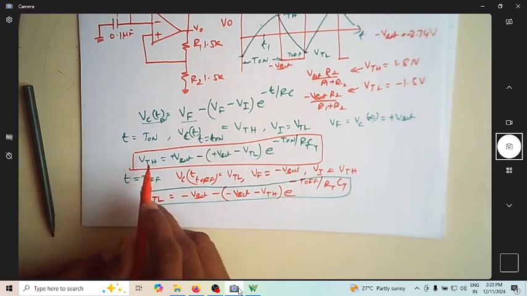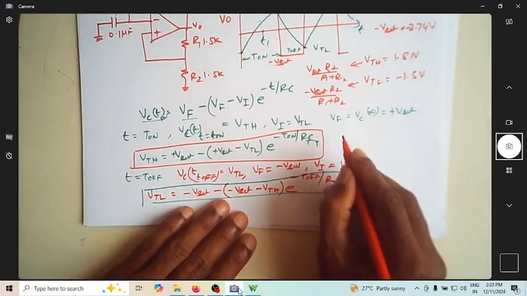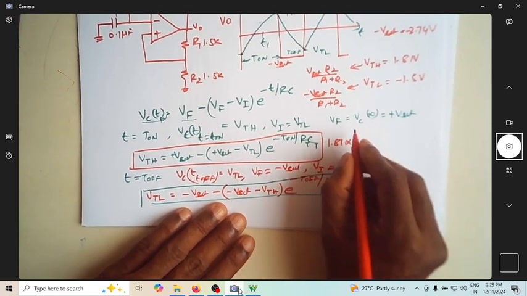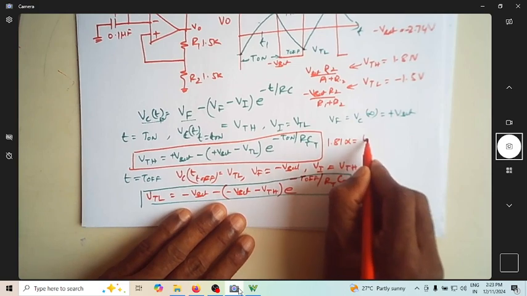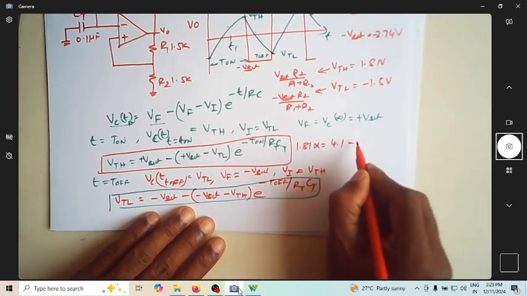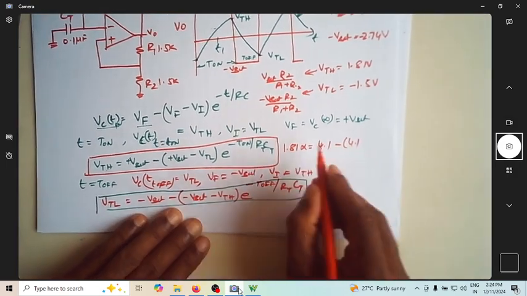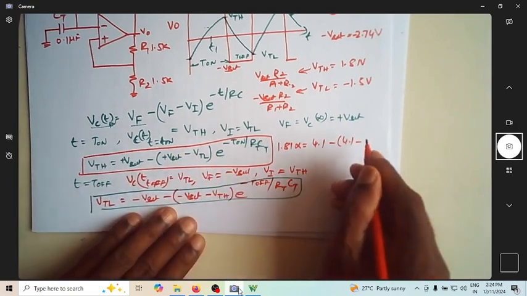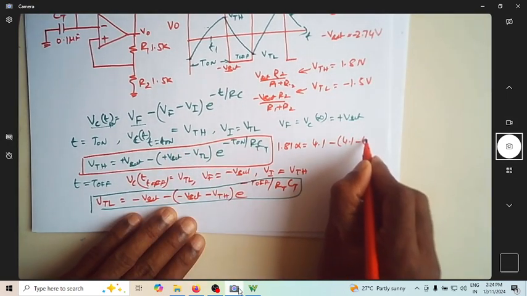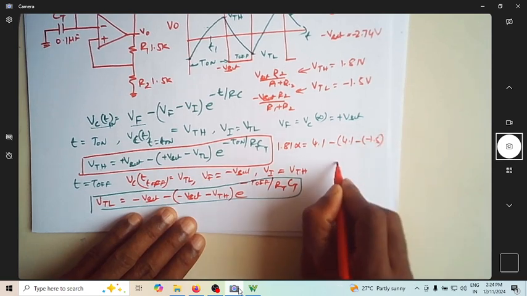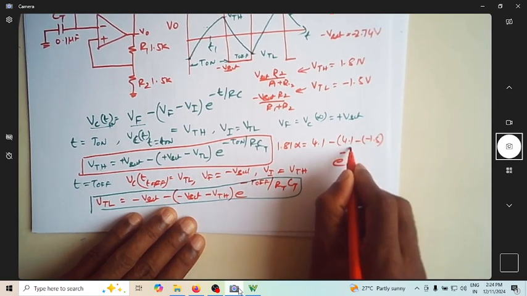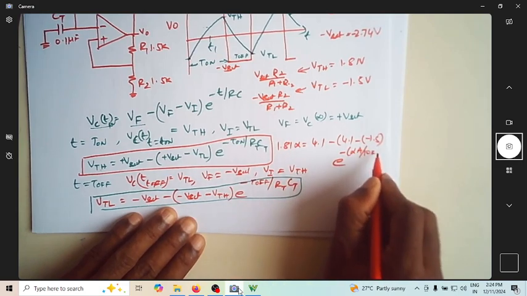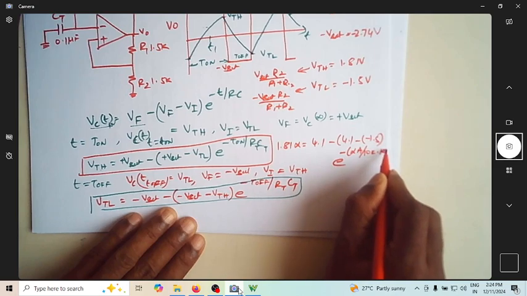So now I know what VTH is. VTH is 1.81 alpha equals... so what is Vsat? It is 4.1 minus (4.1 minus of VTL). So VTL is actually minus 1.5. It is now minus of minus 1.5 e power minus alpha A divided by 10k and 0.1 microfarad.